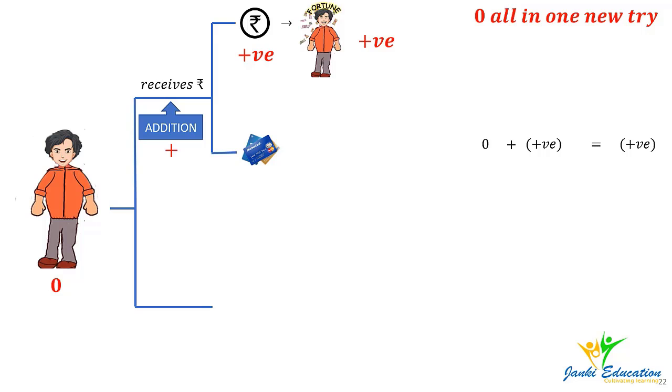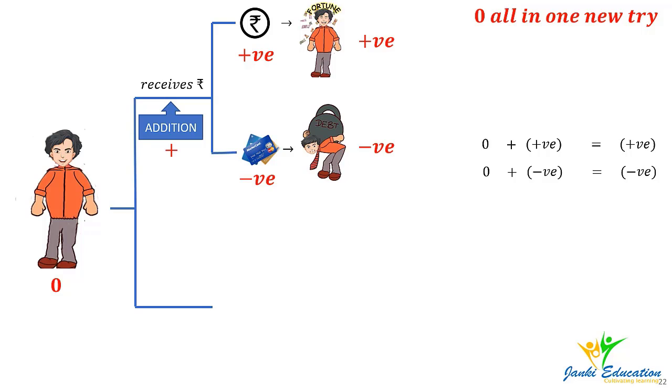Now if this man receives money by borrowing, it is always negative. The person who borrows becomes a man in debt, and a man in debt is nothing but negative. So we can represent this as zero plus negative is equal to negative.